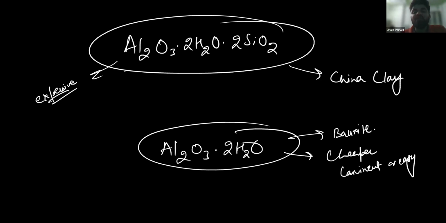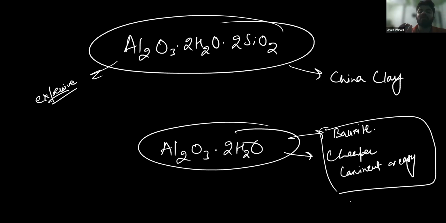So which will be considered as an ore, China clay or bauxite? Tell me. Bauxite will be considered as an ore. And which is a mineral? Both are minerals, because both of them contain aluminium. But China clay is only a mineral but not an ore, and bauxite is a mineral and also an ore. Got it?